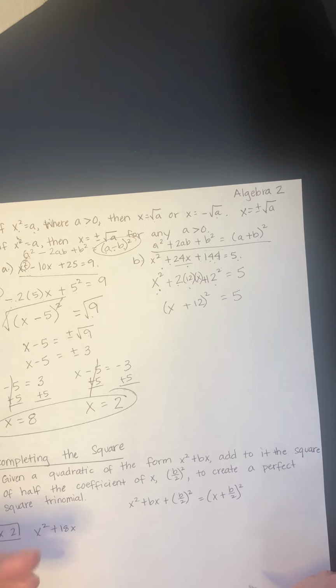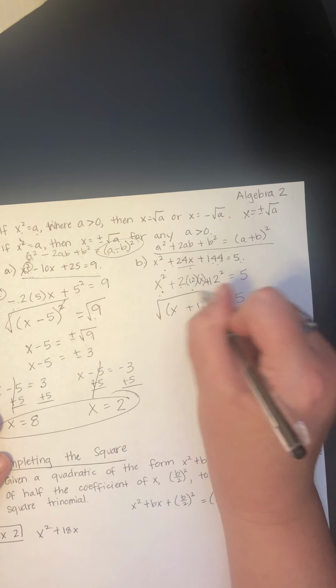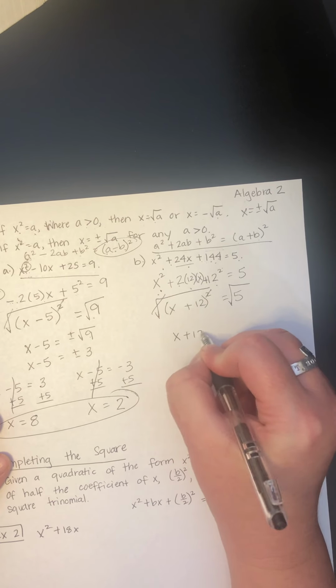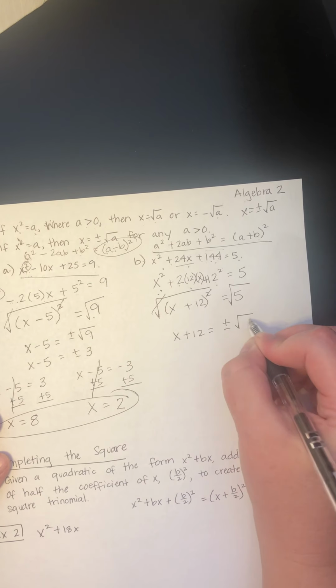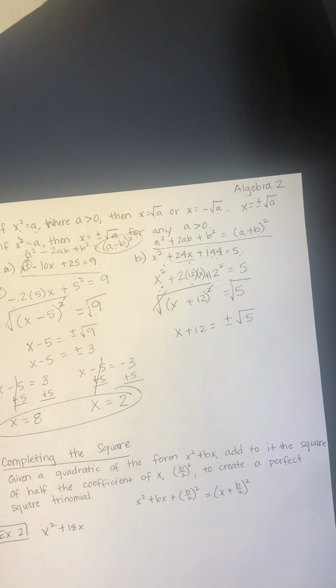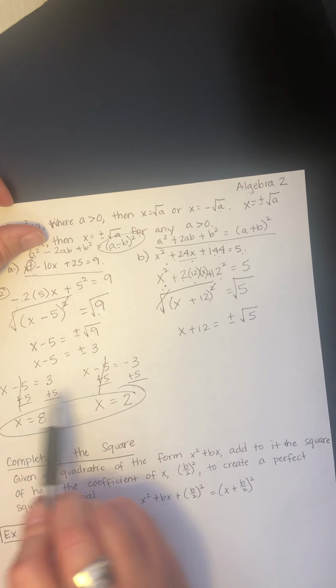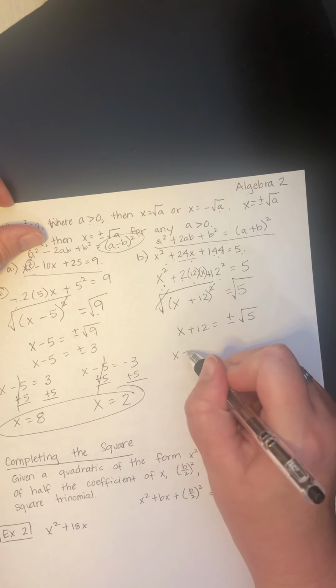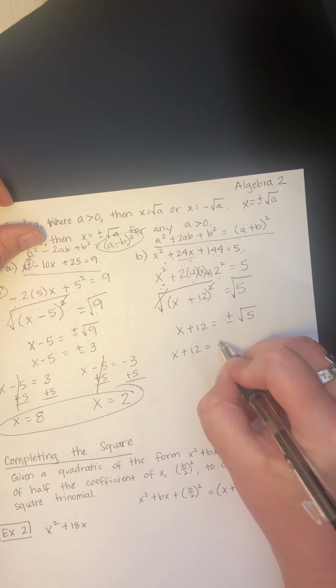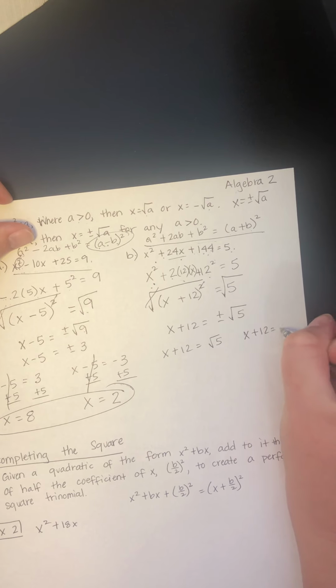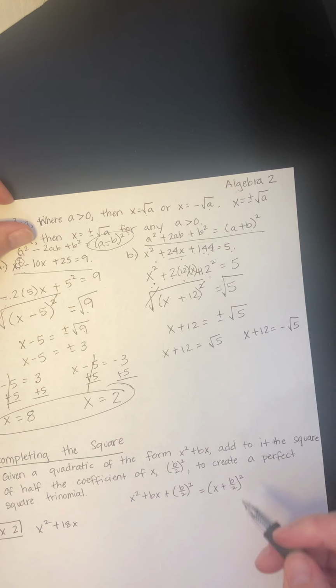Now the next step, it asks us to solve it, so we're going to take the square root of both sides. These cancel. We have x plus 12 equals plus or minus the square root of 5. 5 does not have a perfect square, so we're just going to leave it as the square root of 5. But we do want to solve, so I'm going to rewrite 2 equations like I did over here. The first equation is x plus 12 equals the positive square root of 5. The next equation is x plus 12 equals the negative square root of 5.